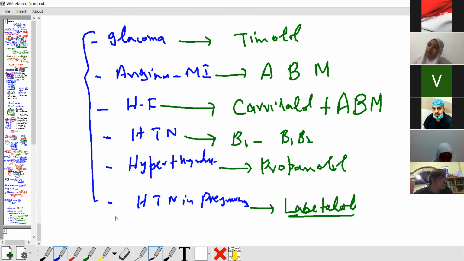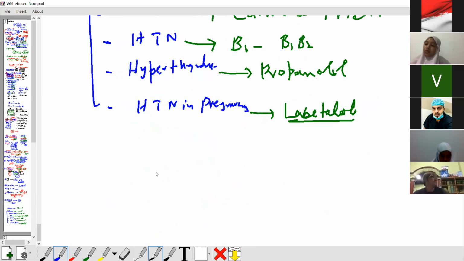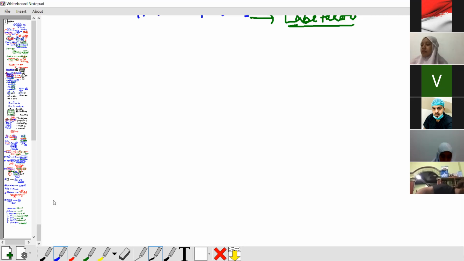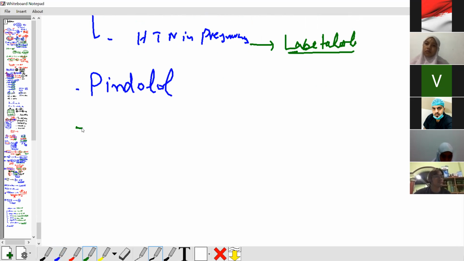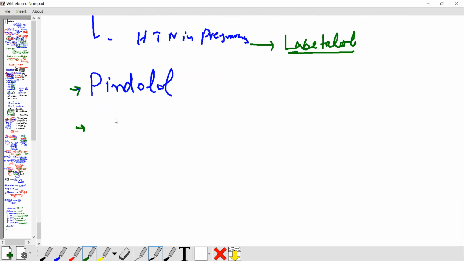This is all about beta blockers. We have another terminology about beta blockers. Two beta blockers: pindolol. Do not use these two drugs in MI or in angina. Must keep this in mind. Okay.